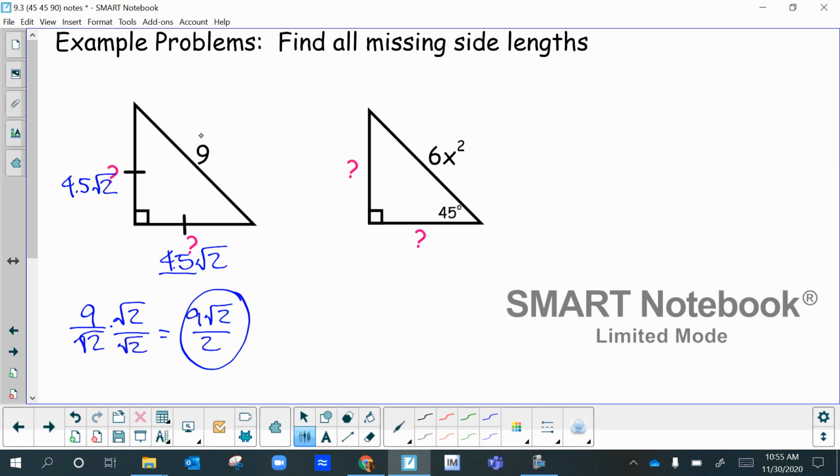Okay. And that's it. How about we try it for this one over here? Yes, it has a variable, but still you can take half of this. Half of 6x squared is 3x squared. And then we're going to times it by radical 2. So those are your two legs.